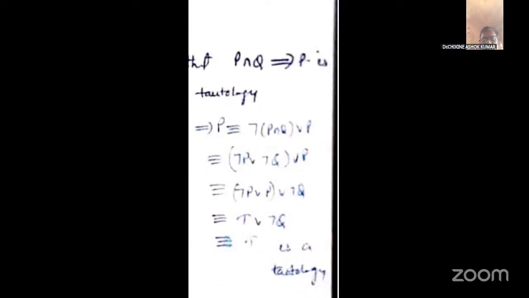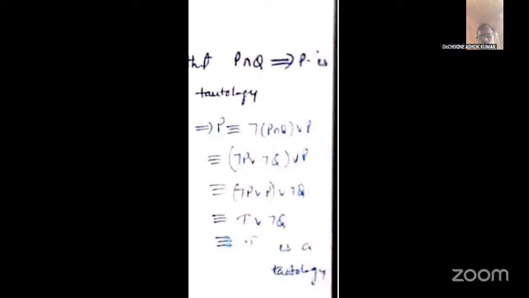A union B union C. First write Q union P, negation Q union P, P union negation Q. Then afterwards apply the associative property. We will get finally negation P union P union negation Q. What is negation P union P? That is always true only. So negation P union P is equal to true.